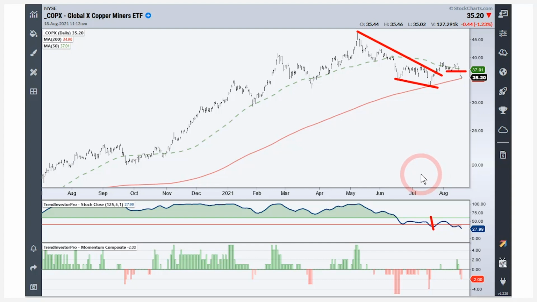This is just an example of a failed trade. It's important when you put on a trade that you have a level where you say, okay, I'm wrong, get out, move on to the next trade.